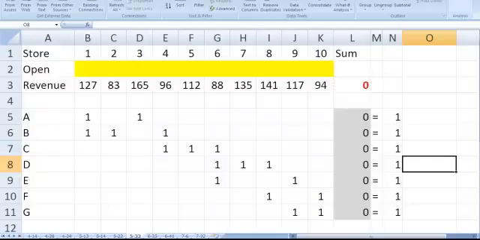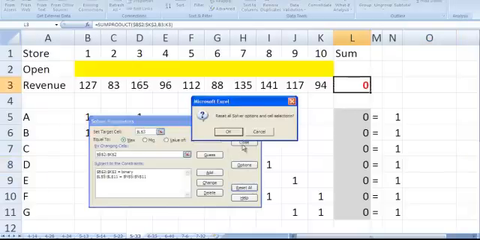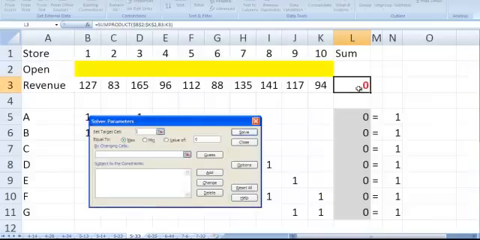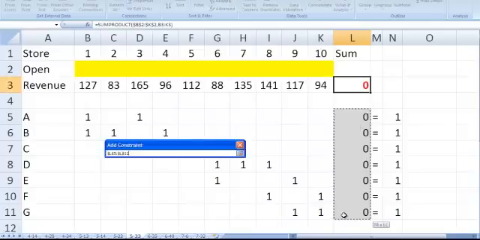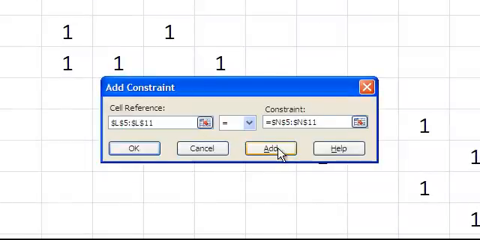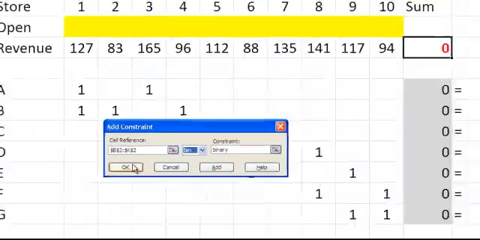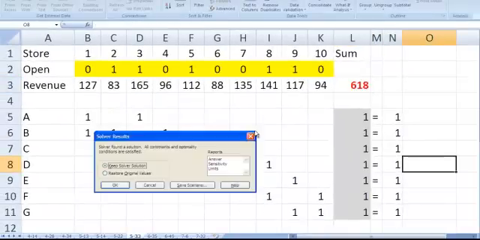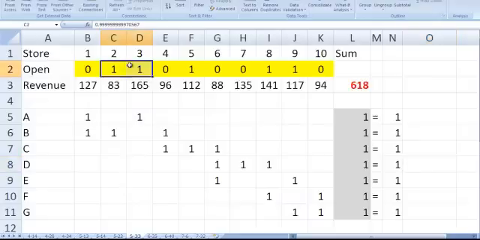And if we bring Solver up and reset our Solver options, we're going to maximize our target cell by changing our decision variables, subject to these constraints. Left-hand side has to equal the right-hand side. And our decision variables have to be binary. And our solution keeps stores 2, 3, 5, 8, and 9 open, satisfying all of our constraints.